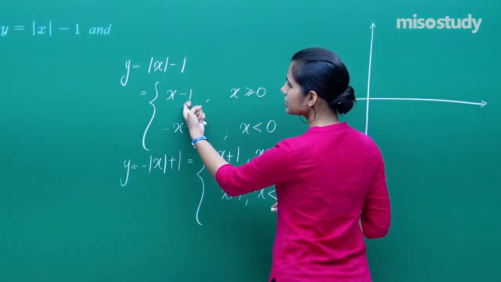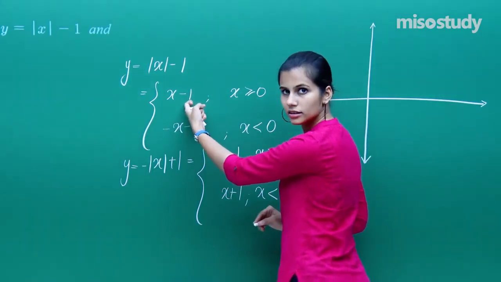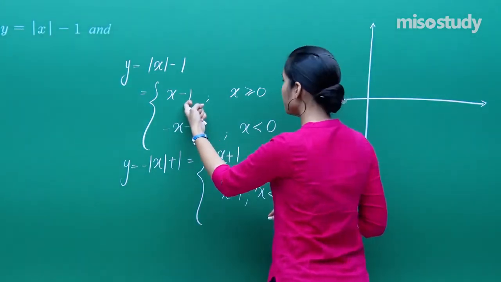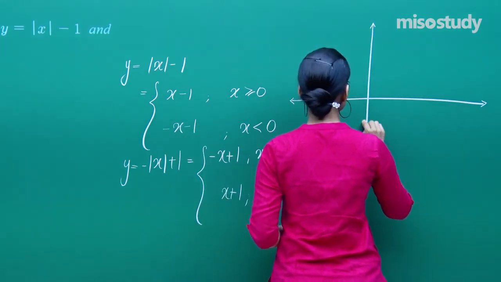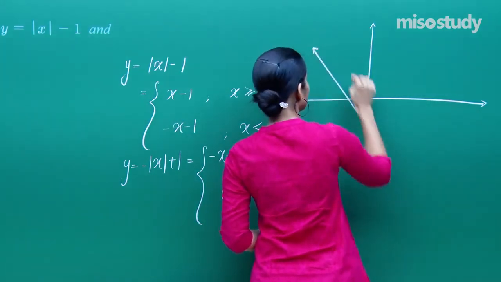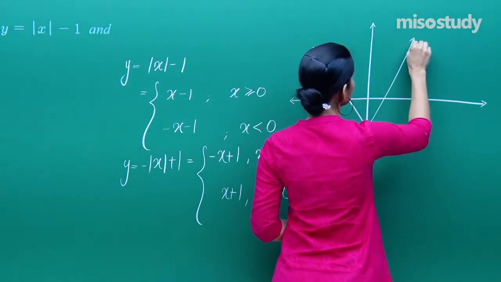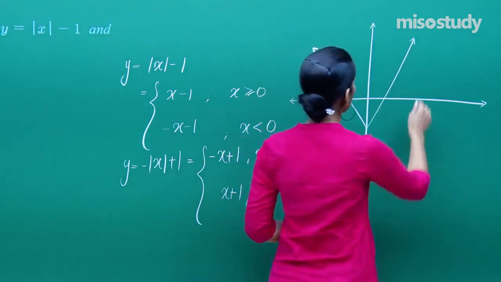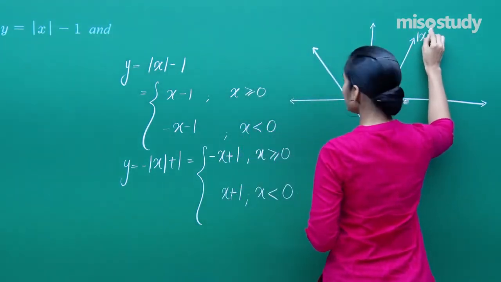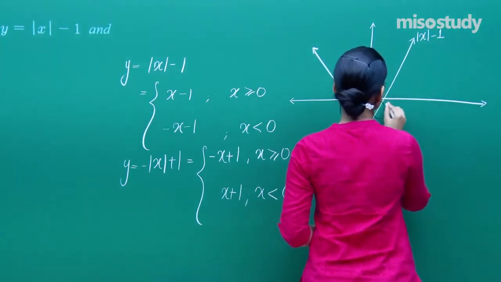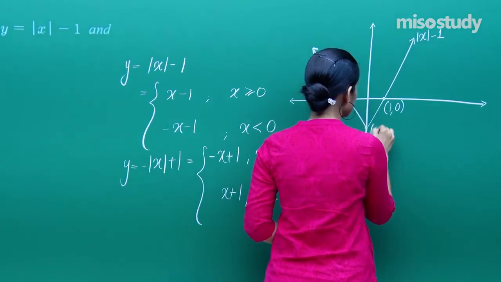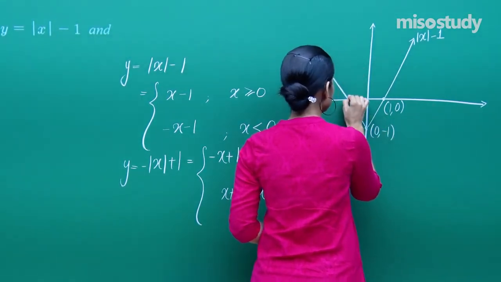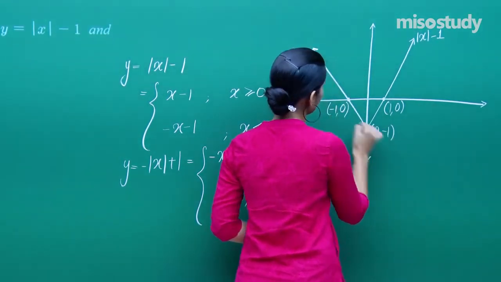When you put x equals 0, you get minus 1, right? When you put x equals 1, you get 0. This is what you get as the curve of mod of x minus 1. This point is 1 comma 0. This point is 0 comma minus 1. This point is minus 1 comma 0.